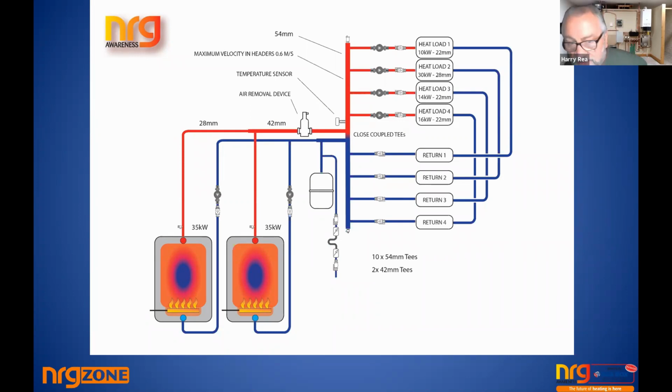One thing I want to say to you, to do this system so correctly, if you have a 70 kilowatt boiler, you'll need 10 2-inch T's and 2.5-inch T's. That's a lot of money. That's a lot of fittings, and it's also a lot of joints. But I didn't make this up. This is the rules of the game.